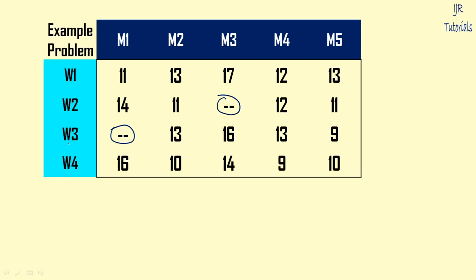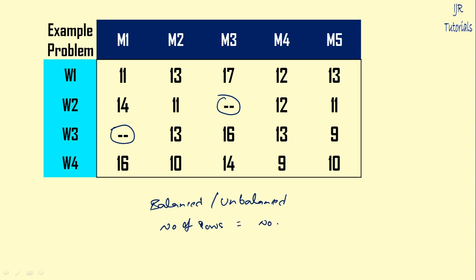Before starting any assignment problem, first we check whether it is a balanced or unbalanced problem. How can we check that? Simply, the number of rows should be equal to the number of columns. Here, how many rows? 4. Columns are 5. That means 4 is not equal to 5, so we can say that it is an unbalanced problem.